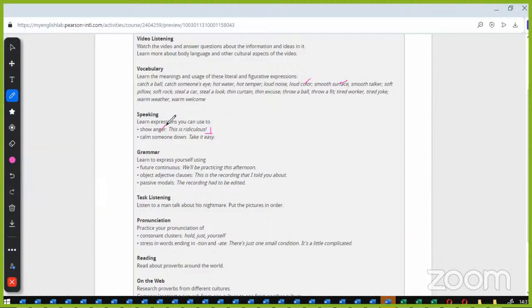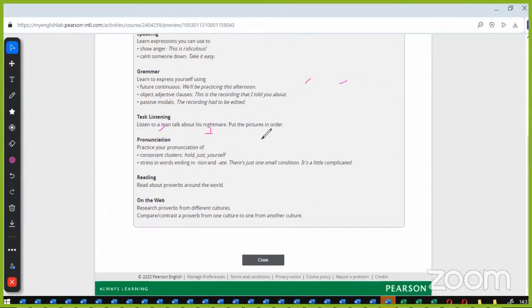Pronunciation. Practice your pronunciation of consonant clusters. Hold, just, yourself. Stressing words ending in -tion and -ate. There is just one small condition. It's a little complicated. Read about proverbs around the world on the web, research proverbs from different cultures, compare and contrast a proverb from one culture to one from another culture. Great.